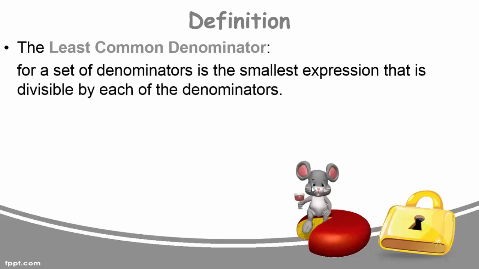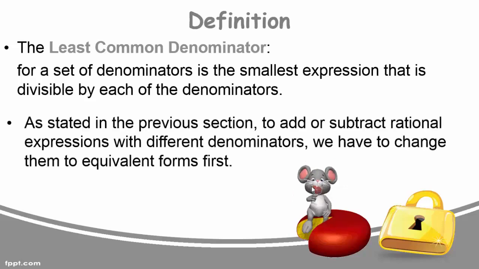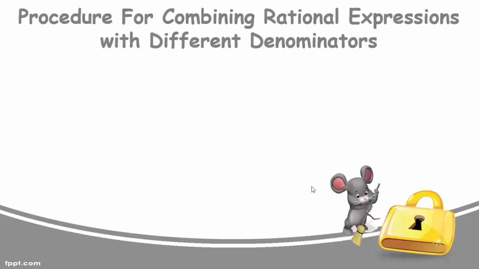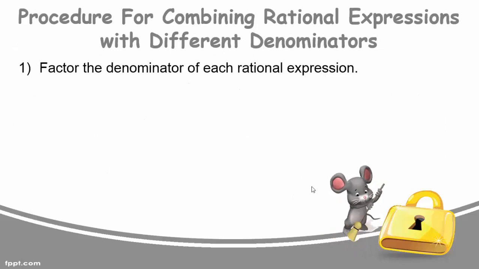As we learned earlier, that's, for a set of denominators, the smallest expression that is divisible by each of the denominators. That's the more formal definition. We've done this before, so I'm just going to go through this real quickly.